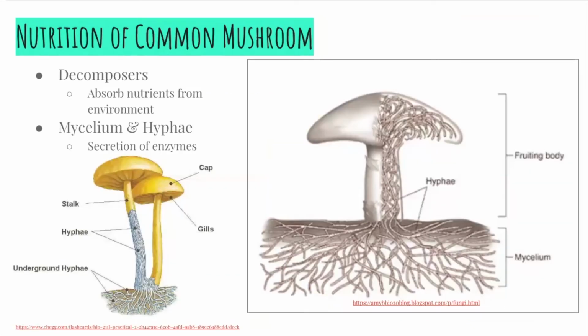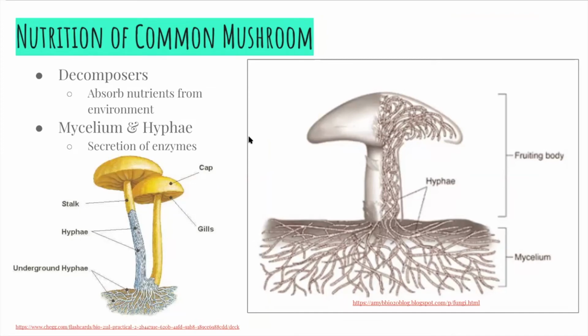So now I'm going to tell you about the common mushroom and how it obtains its nutrients. The common mushroom is neither an autotroph nor a heterotroph. It is a decomposer. More specifically, it's a saprophyte, meaning it obtains its nutrients by breaking down the dead and decaying organic matter around it.